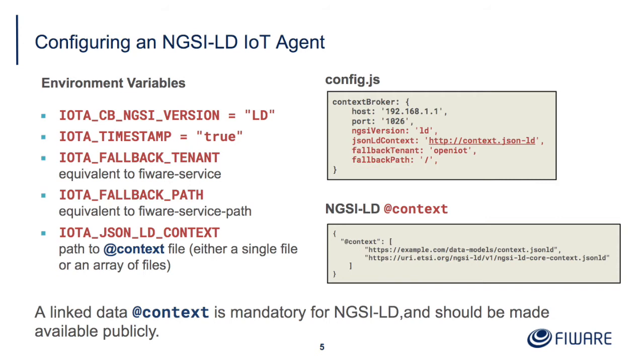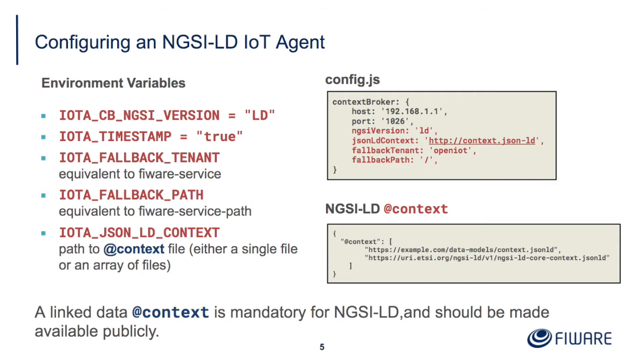Now, the most important bit and the only really mandatory bit for linked data is that you must have a linked data context. Once again, there are previous webinars which have detailed what this is, but this is effectively an address book. It is saying, where do my long names match to my short names?